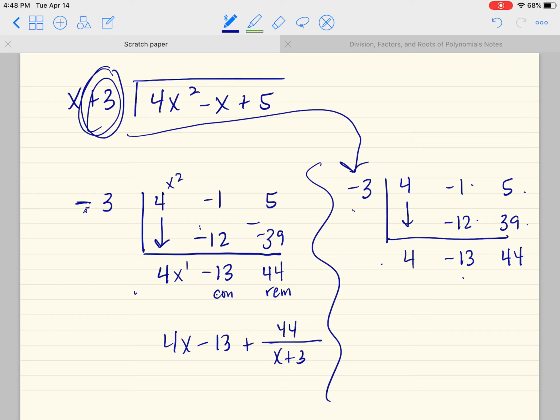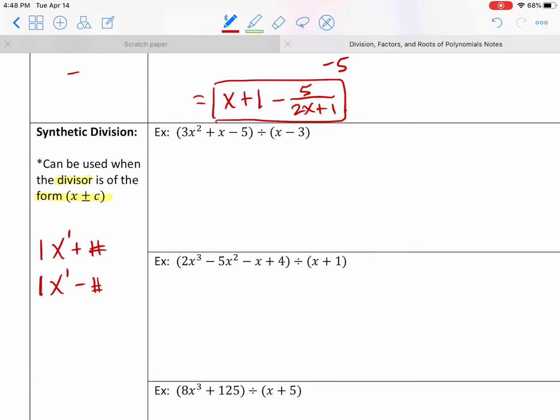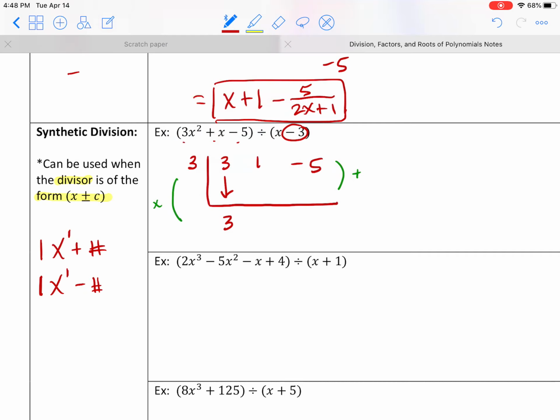You're going to take the opposite of this number. It's going to go outside of an upside down box, fill in your coefficients, bring the first one down, and then multiply and add all the way across. Okay, let me show you here. I don't know if there's space for steps, but here we go. So I'm going to put the opposite of negative 3, which is positive 3, outside of this upside down box. I'm going to put in my coefficients 3, 1, and negative 5. Bring down the first number, and then we're going to be multiplying here, multiply here, and then we're going to be adding in here till we get to the end.